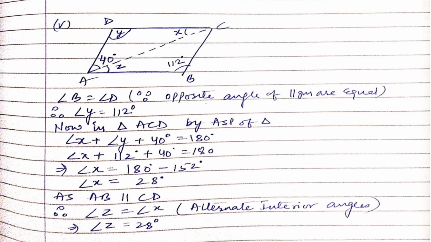Now, fifth part, again a very simple part. ABCD is a parallelogram in which you have to find the value of X, Y and Z. Again think what you can find most easily. You can say that angle B and angle D are the easiest to find by the property of parallelogram. Why? Because we know that opposite angles are equal. That means Y equal to how much?